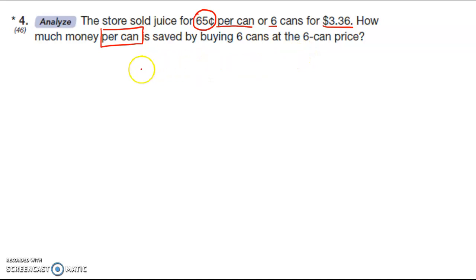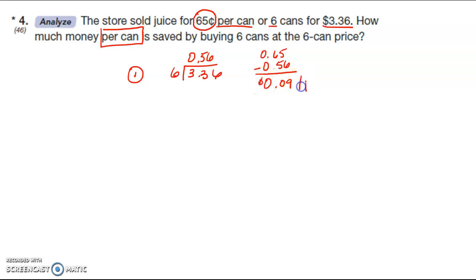Okay, so the first thing I'm going to have to do is divide 3.36 to see how much it is per can. So 3.36 divided by 6, and I get 56 cents. I used a calculator on that. And then I'm going to have to take the 65 cents and subtract the 56 cents to find out the per can savings. And I get 9 cents per can.